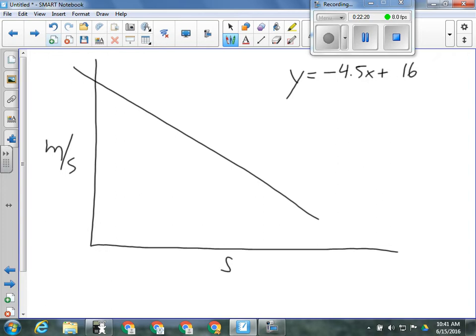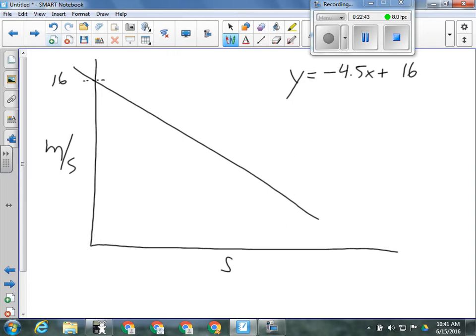Okay. y equals negative 4.5x plus 16. All right, so that tells us that this value up here is 16 meters per second. That's what it's telling us. So on a velocity versus time graph, one of the things I might ask is, what's the acceleration of the object? All right, how do I get that?